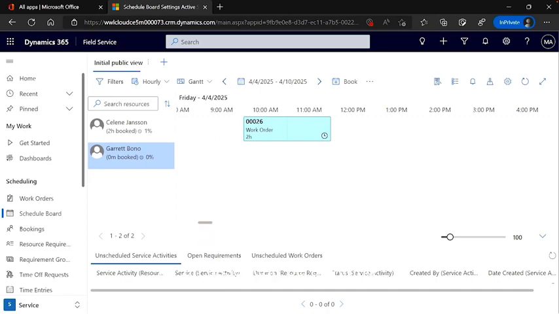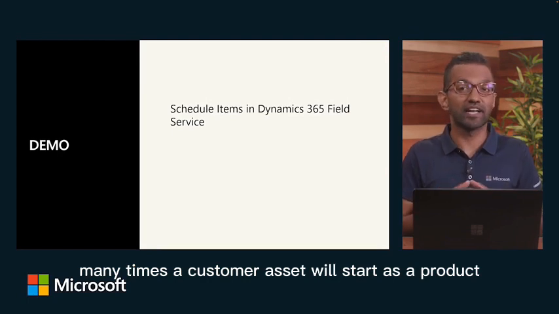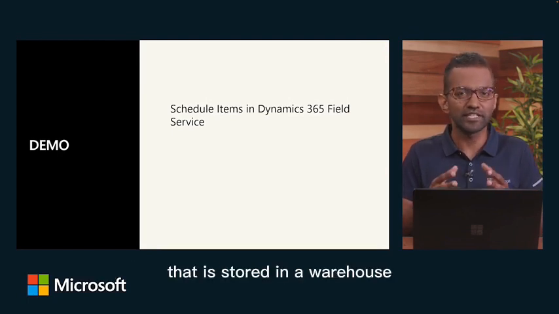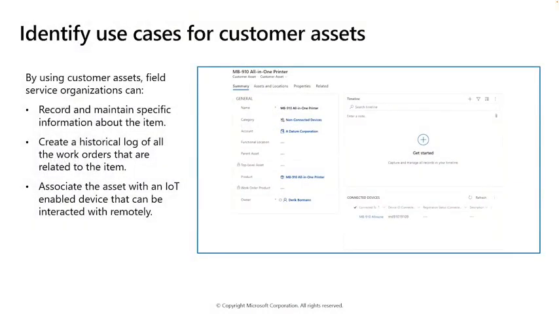An asset can be anything such as a large piece of manufacturing equipment, technology, an appliance, maybe an air conditioner. Many times, a customer asset will start as a product that is stored in a warehouse. And after that product has been delivered to the customer, it can automatically be converted into an asset. For example, after a technician completes a work order that includes the installation of a 3D printer, that 3D printer can now be automatically converted into a customer asset that can have work orders associated with it in the future.